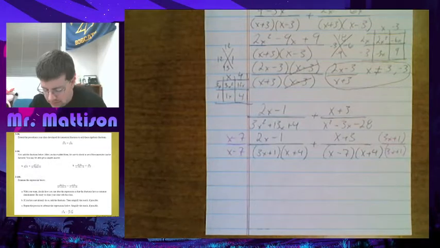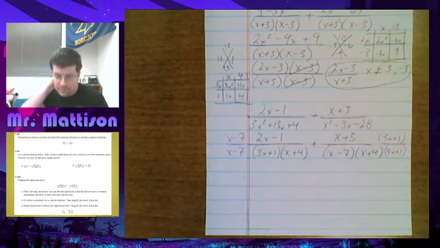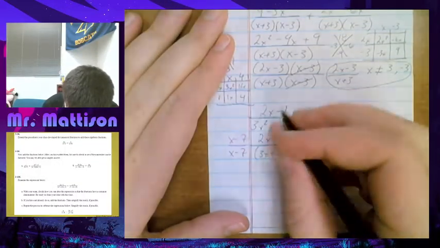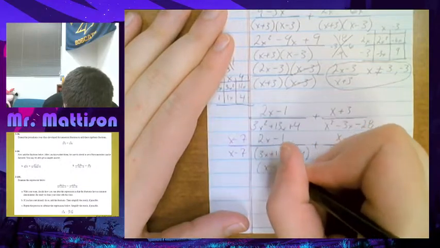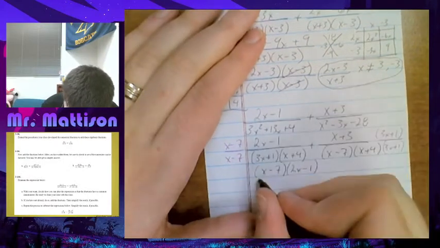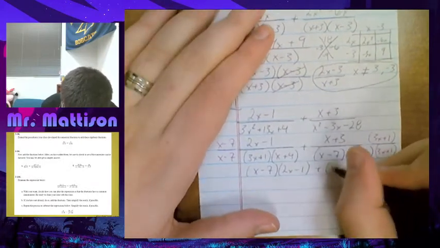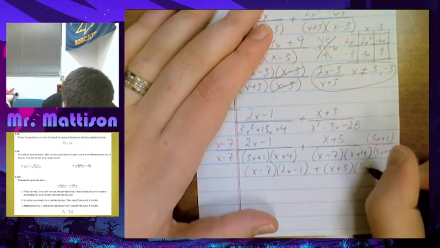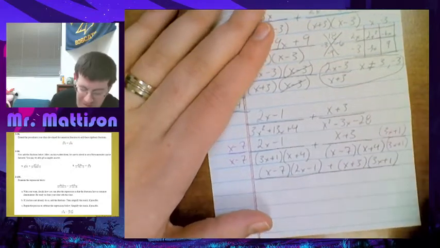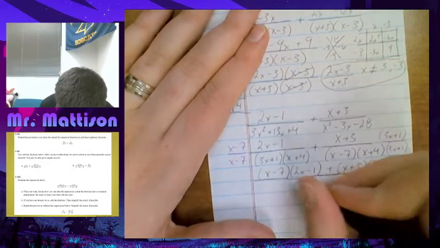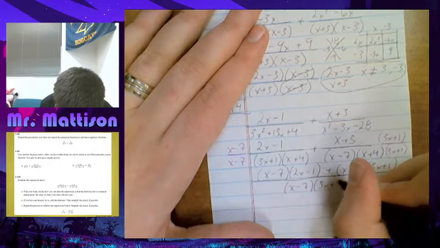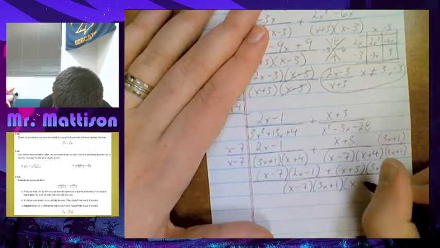Okay. So when we do that, we're going to get x minus 7 times 2x minus 1 plus x plus 3 times 3x plus 1. Then we're eventually going to get them all under one big old fraction. I'm going to skip a step because I can save myself a whole lot of writing if I do that. This now is x minus 7 times 3x plus 1 times x plus 4.